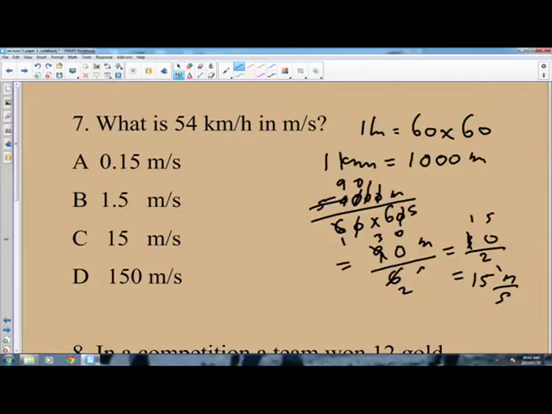You now have to check the answers that you have as your alternatives. The first alternative is A, 0.15 meters per second, B, 1.5 meters per second, C, 15 meters per second, and D is 150 meters per second. So we got 15 meters per second. This is alternative C. You circle C to show that you have answered this question. Okay, let us move on to the next question.